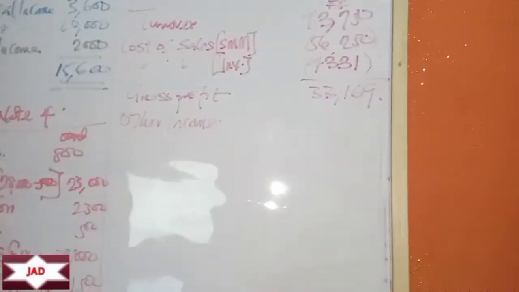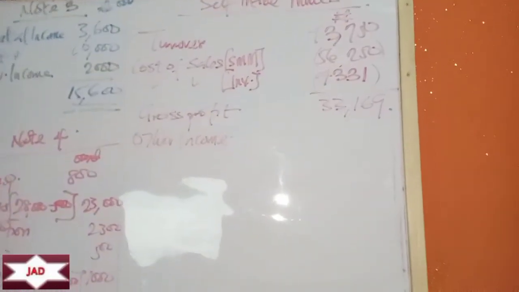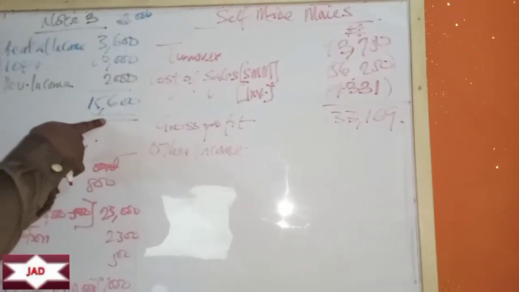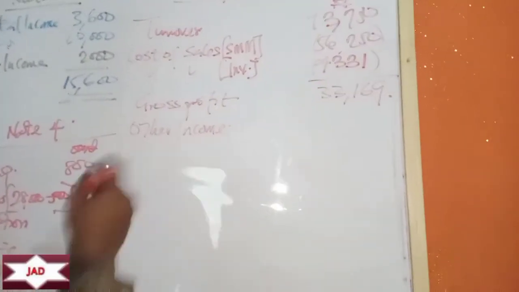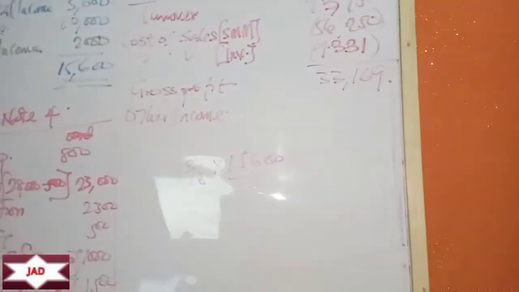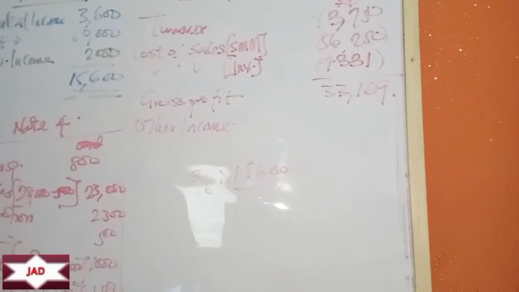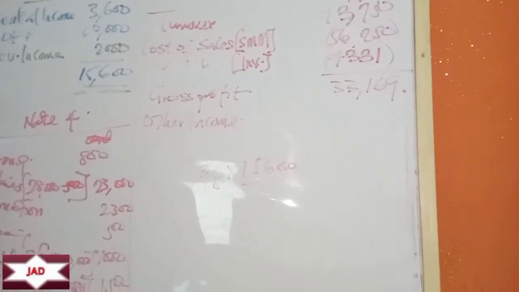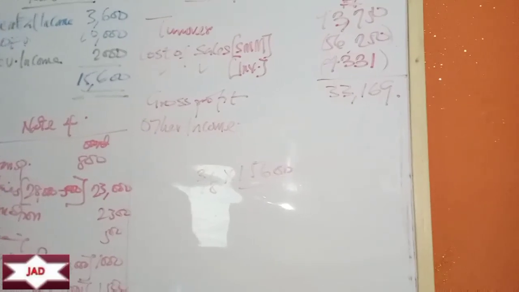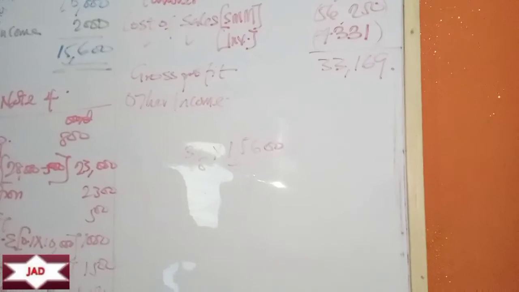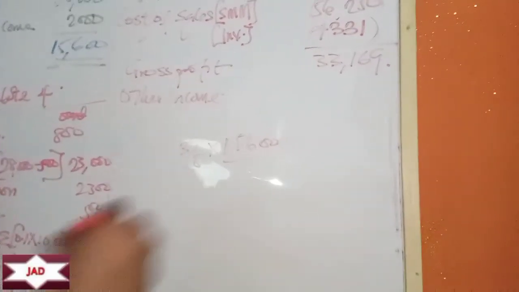So what's other income? We're using the ratio of production to apportion. Other income here is 15,600, right? So we have 3/8 again times 15,600. That's 5,850 there.